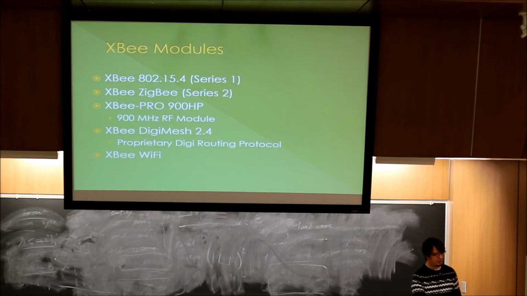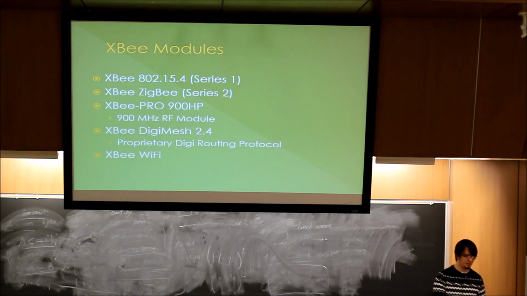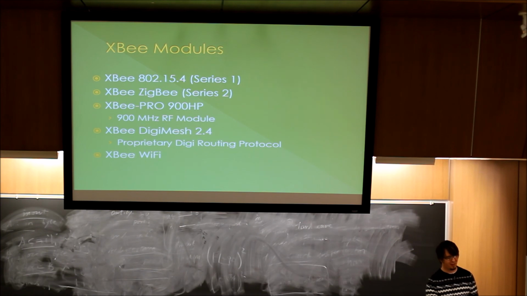So for the different modules that are available, the first one that came out was an 802.15.4 based one, which is an implementation of the MAC and physical layer of the routing protocol, or the OSI layers. They called that Series 1 originally, but now if you go to the website, it's just labeled as 802.15.4. This module is not capable of any kind of network operations, so you can only do point-to-point communications with it. There are the XBee ZigBee modules, which are running the full ZigBee stack, and they used to be referred to as the Series 2 modules.